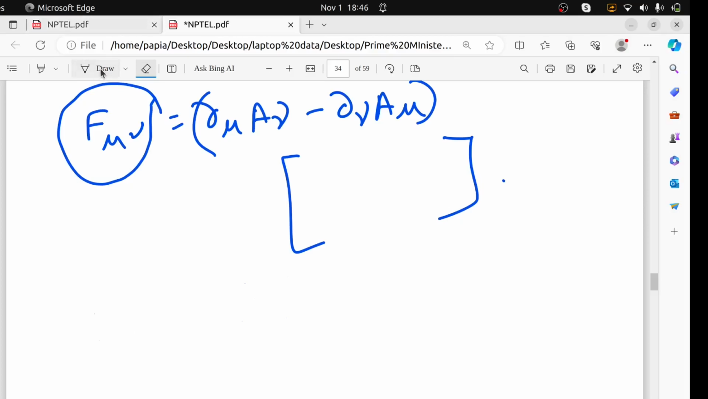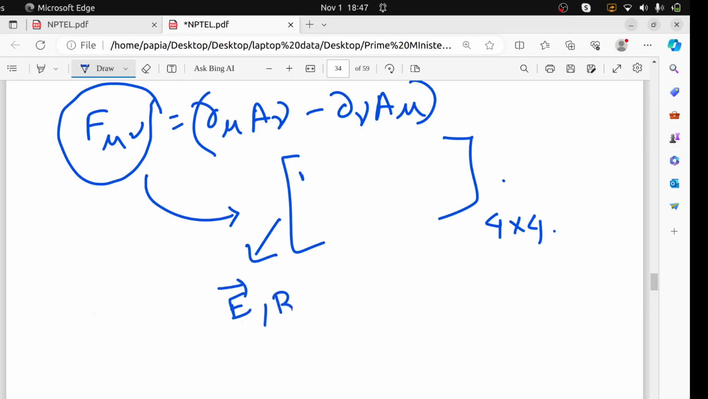Okay. So the electromagnetic field tensor: we can write F mu nu as del mu A nu minus del nu A mu. And similarly, another form is that F mu nu can be written as a 4x4 matrix. In that 4x4 matrix, what is there? It is nothing but the E vector and B vector. So that means our F mu nu is a function of E and B, right?